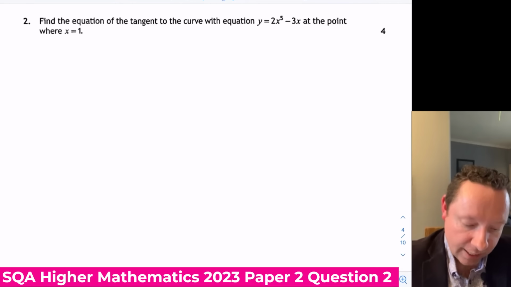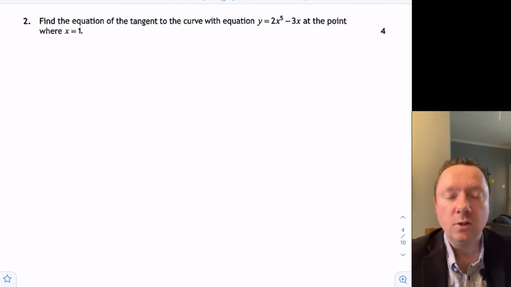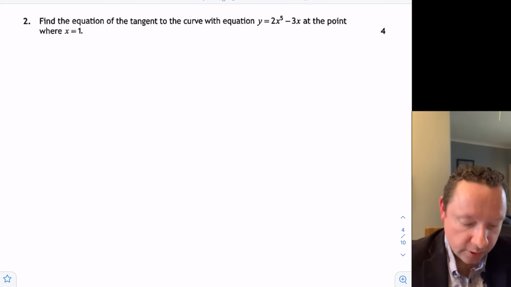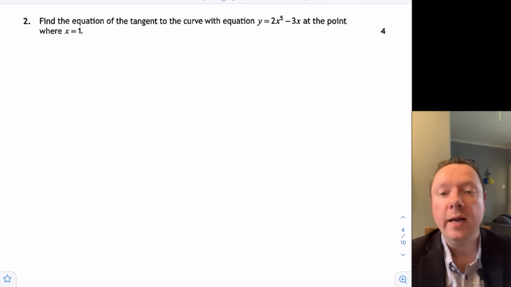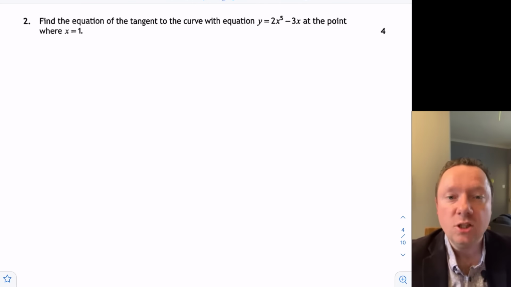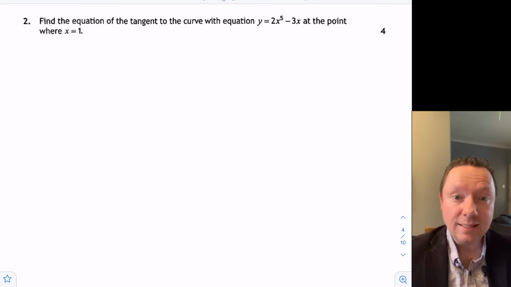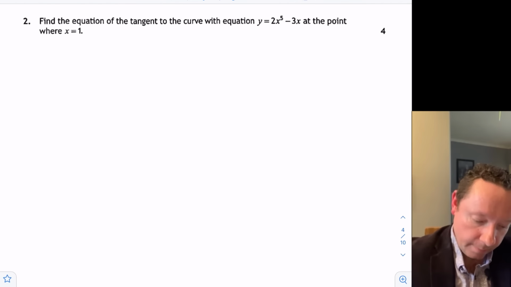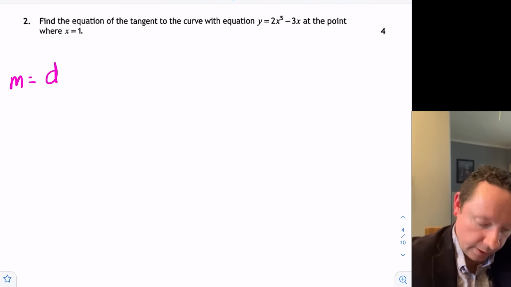Find the equation of the tangent to the curve with equation y equals 2x to the 5 minus 3x at the point x equals 1. Equation of the tangent, therefore, we need the gradient using dy by dx, and then y minus b equals m(x minus a). So our gradient, first of all, equals dy by dx, remember.